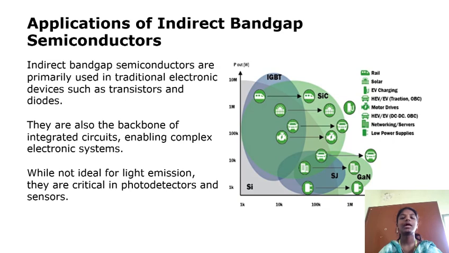Applications of indirect bandgap semiconductors. Indirect bandgap semiconductors are primarily used in traditional electronic devices such as transistors and diodes. They are also the backbone of integrated circuits, enabling complex electronic systems. While not ideal for light emission, they are critical in photodetectors and sensors.